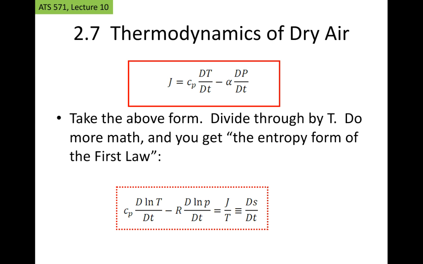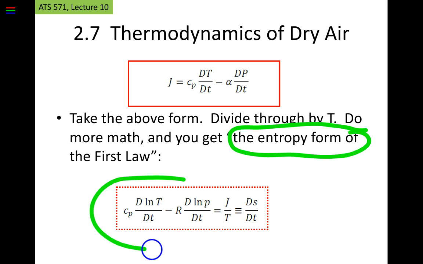All right. So now, for example, we could take that form right there and divide through by T everywhere, so we'll have J over T equals all kinds of stuff there. Then you do a bunch of things that you learn in calculus, and you end up with a form of the first law of thermodynamics called the entropy form of the first law of thermodynamics.